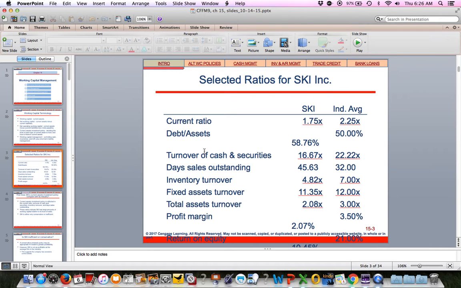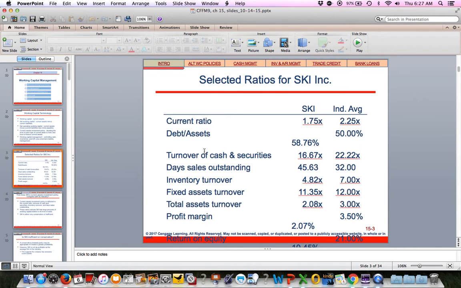So what they're going to do in this chapter is give us information about Ski Company, Ski Inc., and they're going to show us a whole bunch of ratios here. This goes back a few chapters when we did financial statement analysis towards the beginning of the class, and we looked at a whole bunch of ratios. You can see here that we've got the current ratio, a debt to asset ratio, turnover of cash and securities, days sales outstanding, inventory turnover, fixed asset turnover, total asset turnover, and the profit margin. And all of these then relate back to the industry average. So some are better, some are worse than industry, which is pretty common.